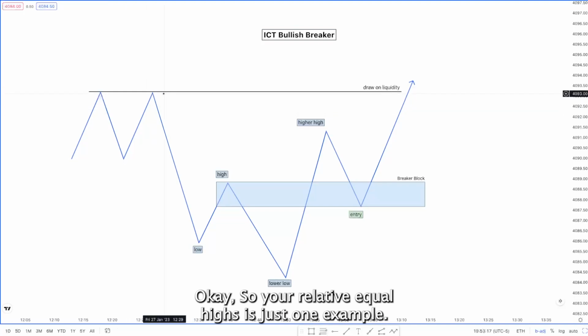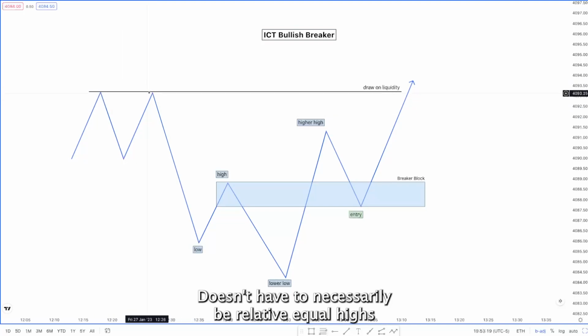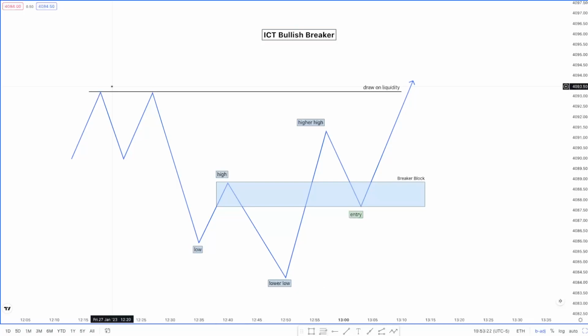Okay, so your relative equal highs is just one example. It doesn't have to necessarily be relative equal highs, but some form of buy side liquidity above the market that's going to draw on price. Okay, so that's step number one.